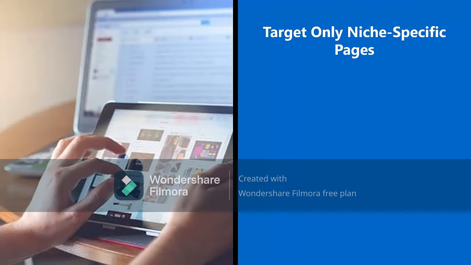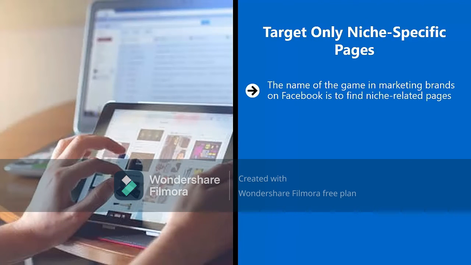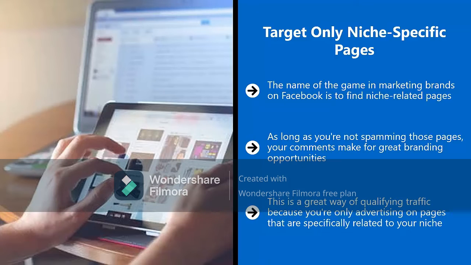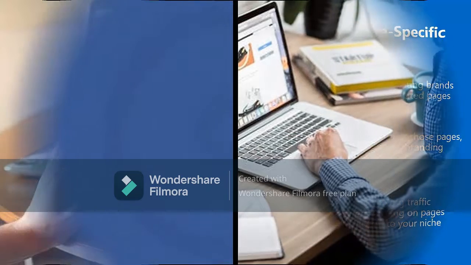Target only niche-specific pages. The name of the game in marketing brands on Facebook is to find niche-related pages. Since the people that go to those pages are already interested in the same niche you're in, the more active you are in those pages' comment section, the more visible your brand becomes. As long as you're not spamming those pages, your comments make for great branding opportunities. Your comments, which are linked to your Facebook page profile, can actually pull traffic from those pages. This is a great way of qualifying traffic because you're only advertising on pages that are specifically related to your niche. This means only people who are actually interested in your niche would see your link to your Facebook page and end up on your page.